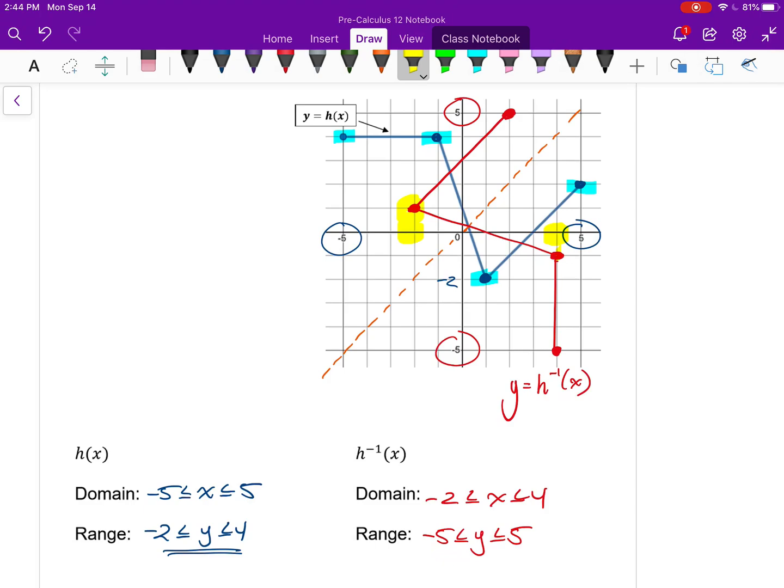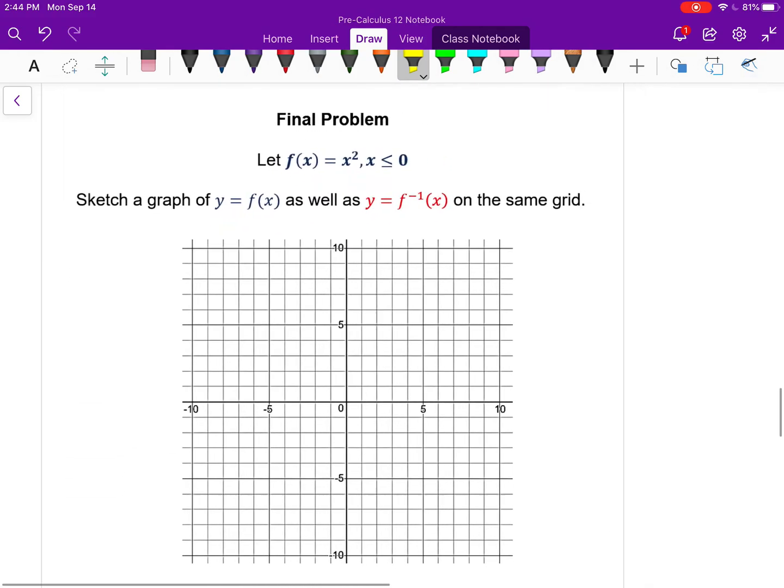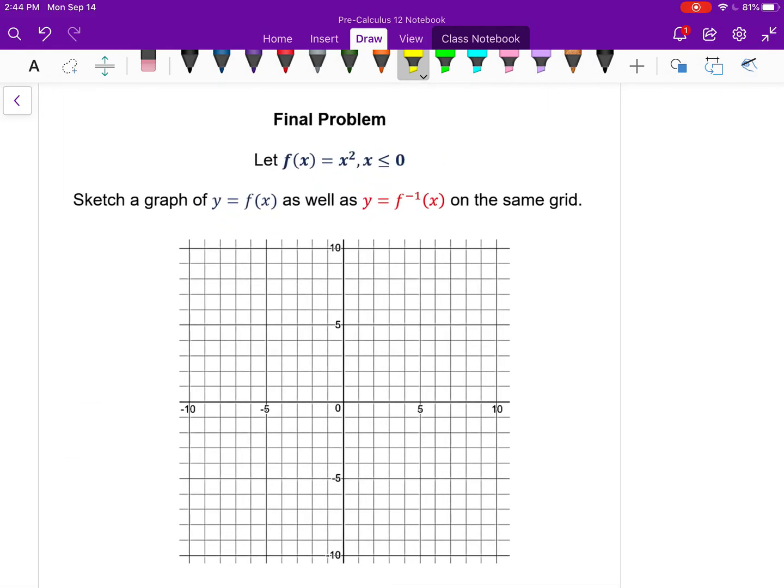All right. So the last problem connects to the last part on inverses. So this last problem here is really sort of a bridge to the last lesson we'll have on inverses.